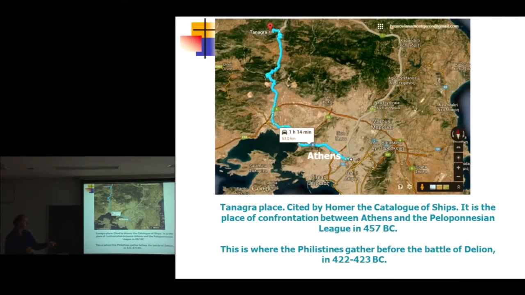Okay, Tanagra place first, very famous, cited by Homer, the place of confrontation between Athens and the Peloponnese in 457 before Christ. This is where the Philistines gathered before the Battle of Delion at this place. So it was a famous place here, and there was a historically important place in old Athens.